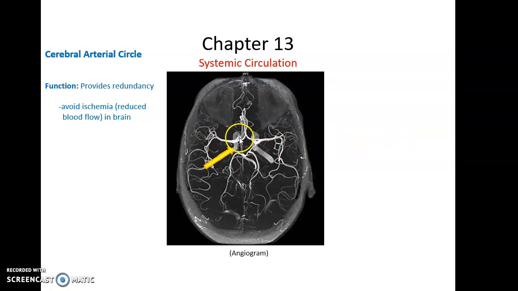But again, because we have this circle, as it were, in that area, it allows for blood flow to bypass that blockage and therefore avoid ischemia or reduced blood flow in the brain. So our cerebral arterial circle gives us redundancy so that we can try to make sure the brain is always receiving the blood it needs.